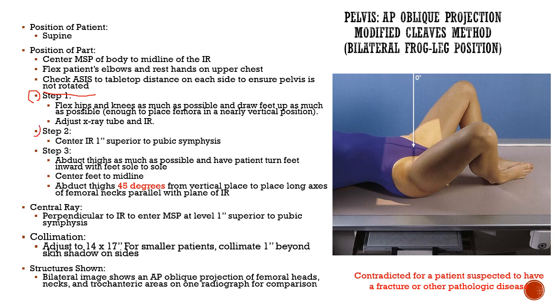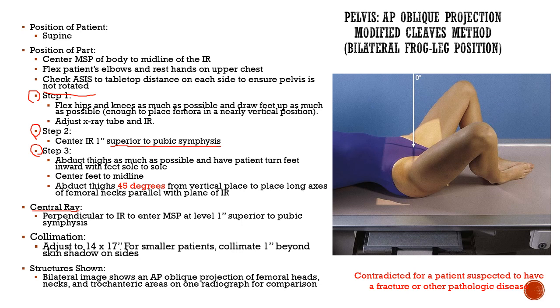In step 2, we're going to center the image receptor 1 inch superior to the pubic symphysis. And at step 3, we're going to abduct the thighs as much as possible and have the patient turn their feet inward with the feet sole to sole and centered to the midline. Now the abduction of the thighs should be 45 degrees from the vertical plane to place the long axis of the femoral necks parallel with the plane of the image receptor. On the central ray, we're going to have the beam perpendicular to the image receptor at the mid-sagittal plane at a level 1 inch superior to the pubic symphysis.